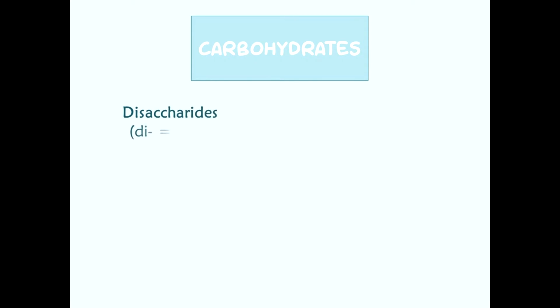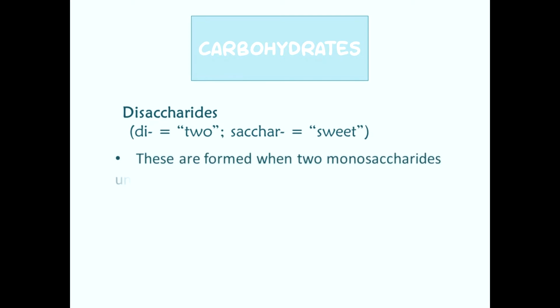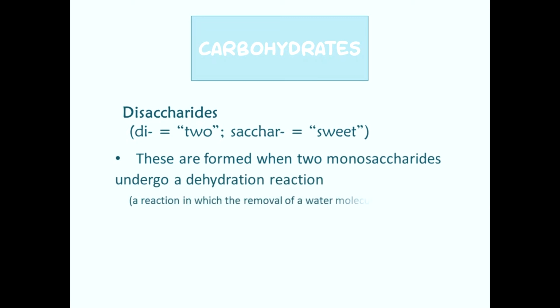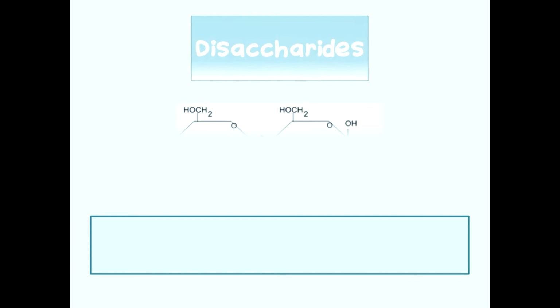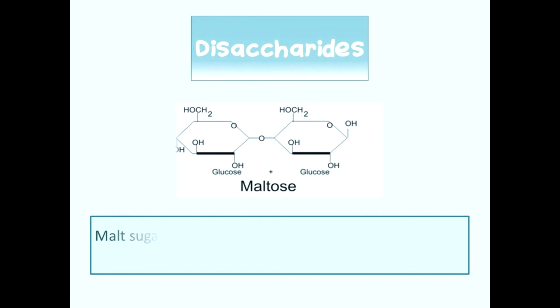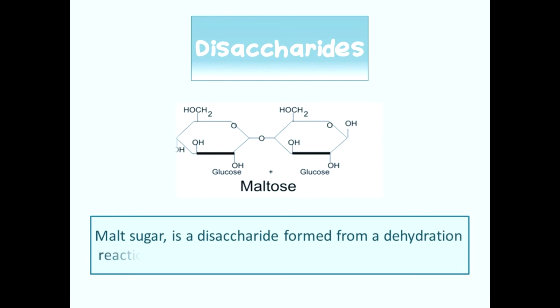Disaccharides. Di, which means two, and saccharide, which means sweet. Disaccharides are formed when 2 monosaccharides undergo a dehydration reaction, a reaction in which the removal of a water molecule occurs. Types of disaccharides. First, maltose. Malt sugar is a disaccharide formed from a dehydration reaction between 2 glucose molecules.